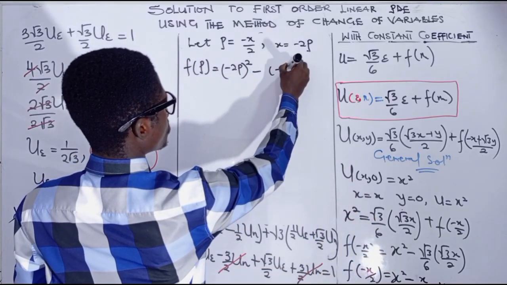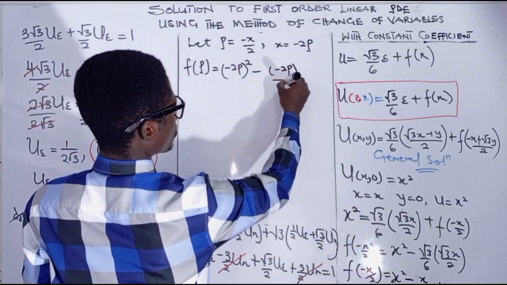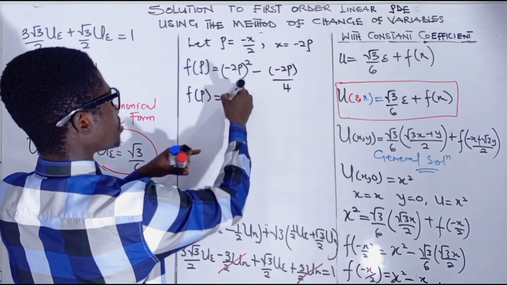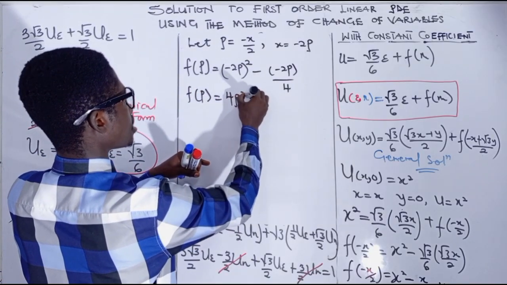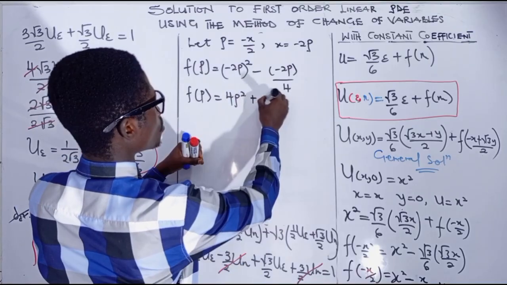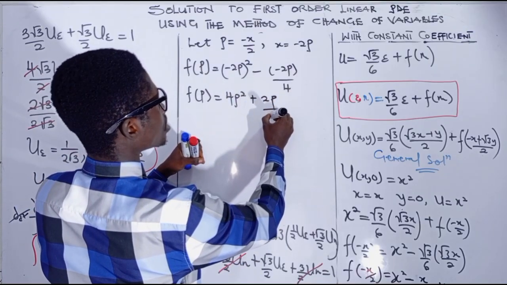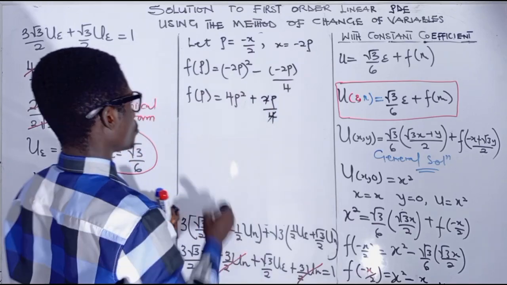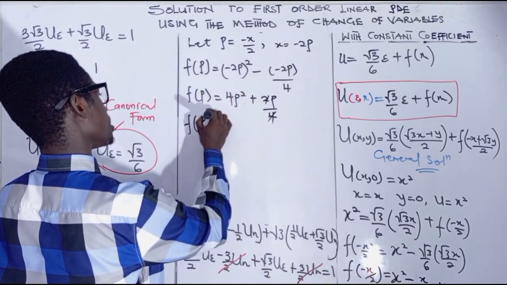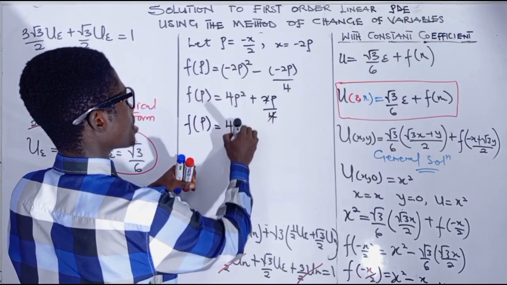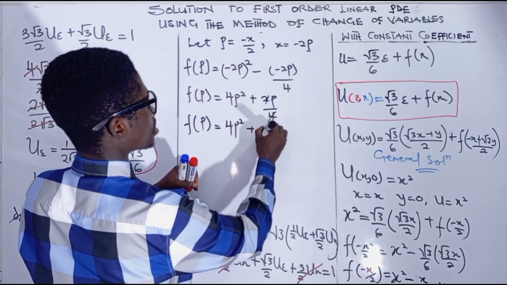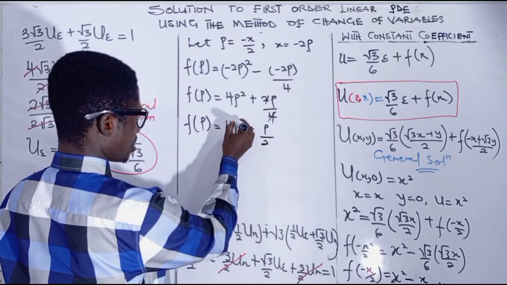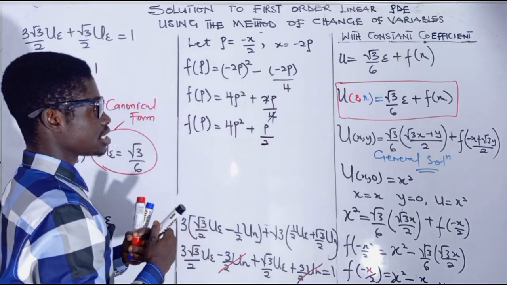So we have minus 2p all over 4. So we have f at p is equal, this is going to give us 4p squared. And this is also going to give us 2p all over 4. So when we do the cancellation, we get p over 2. So f at p is equal to 4p squared plus p all over 2. Very, very easy.